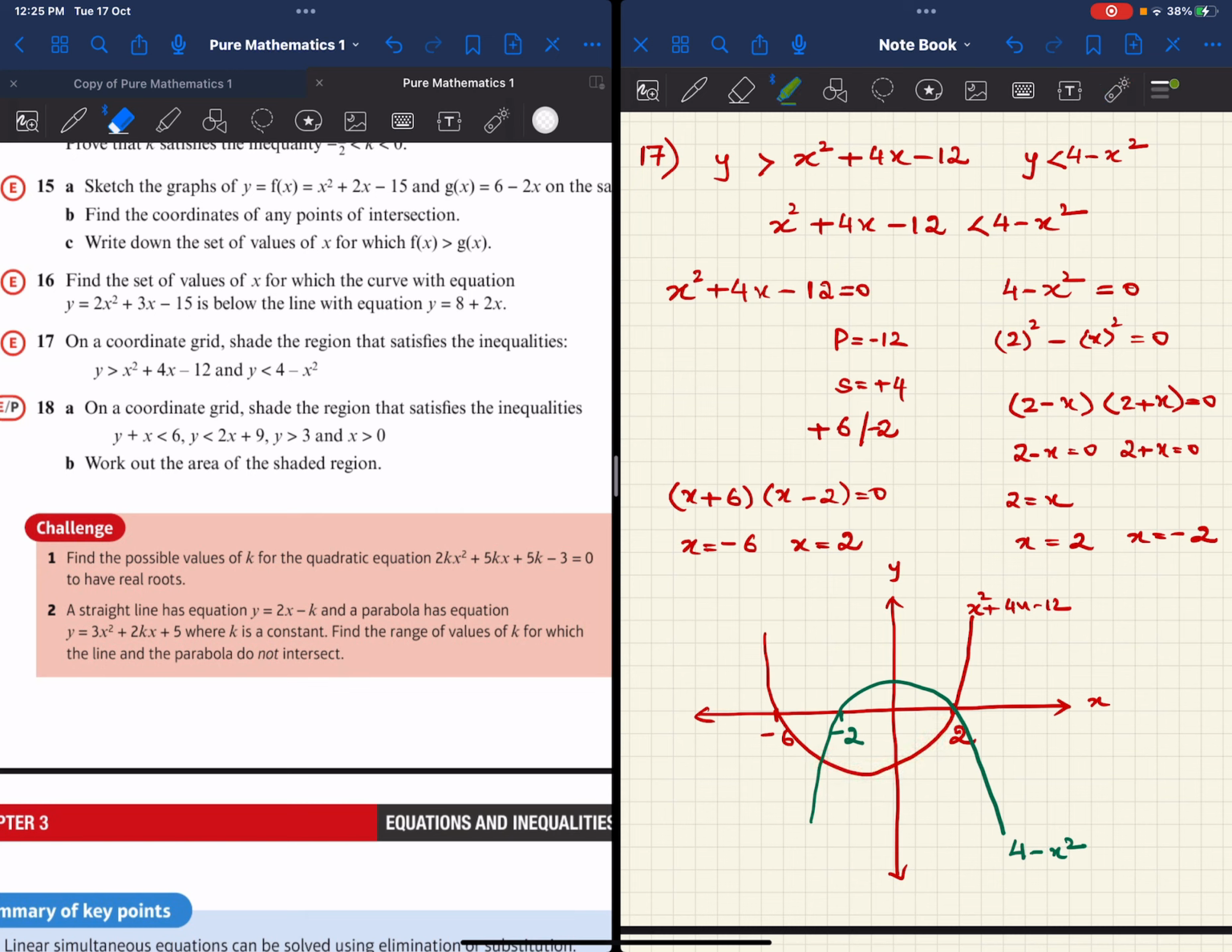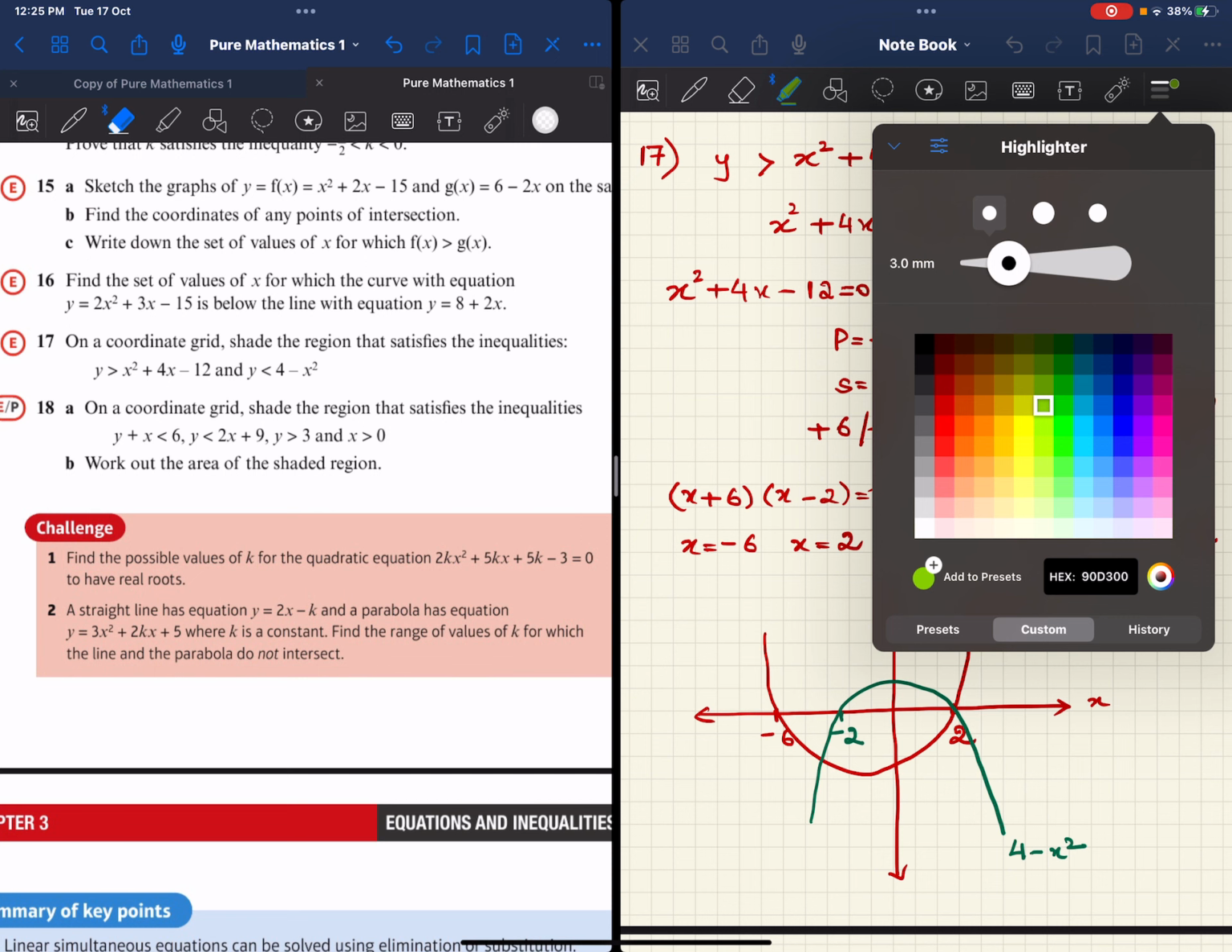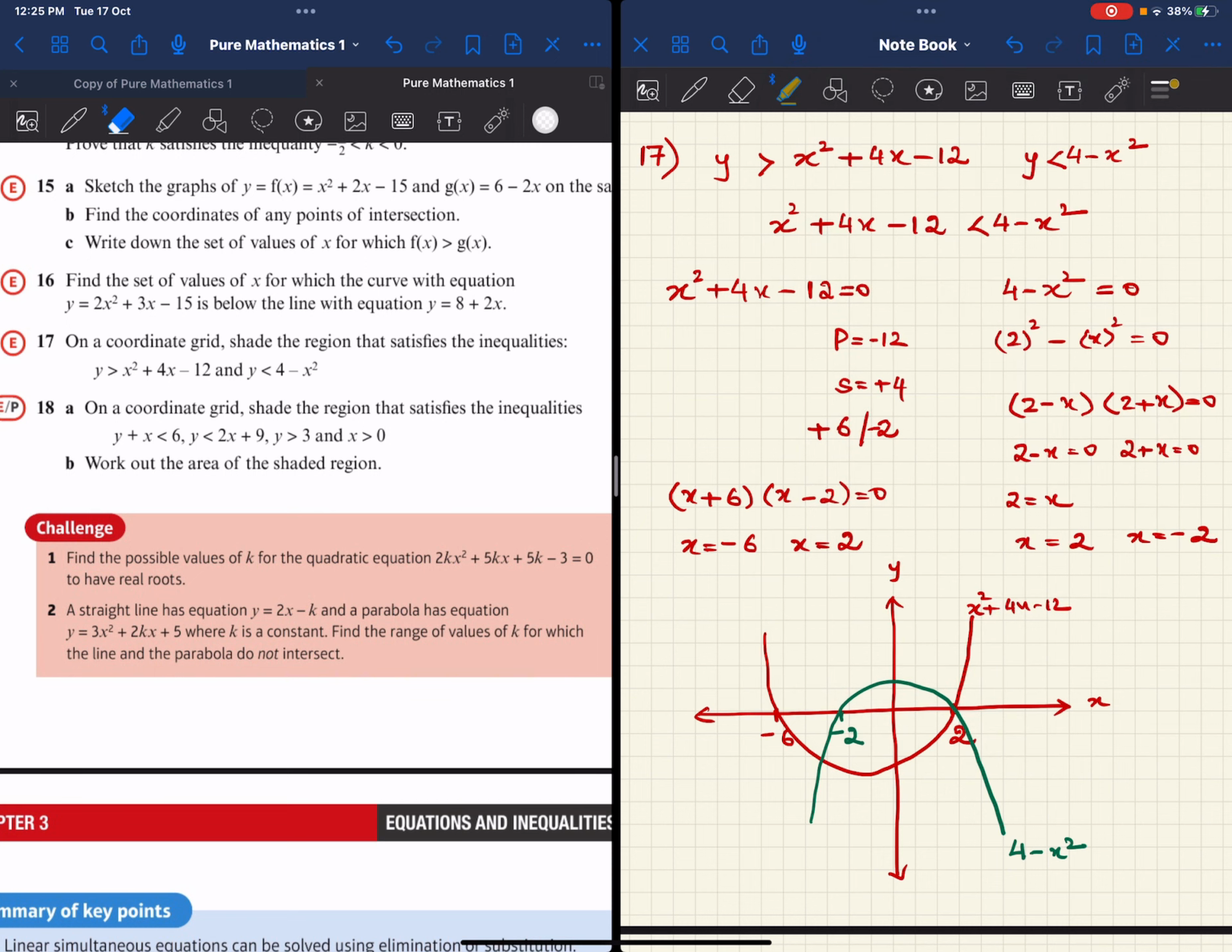So let's shade this, because they've asked us to shade the region where we have greater y values for the green graph, 4 minus x squared. And that answers our question. We can also mark the origin here, 0, 0 or O for origin, and that's it. So that answers question number 17.